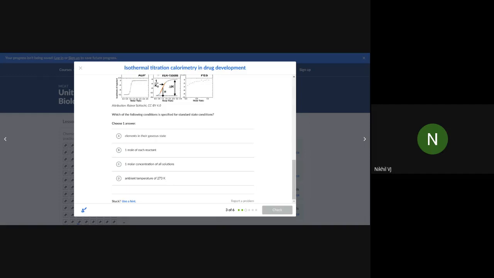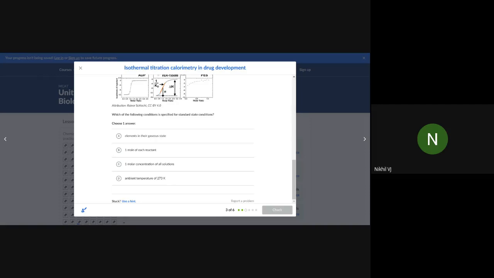Would you like to try to reason out your selection of C as the answer, Stephanie? It was just something that I remembered from Gen Chem, that it needs to be a 1 molar concentration of all the solutions. And I think it's 298 K, and 1 mole of each reaction doesn't really make sense. And then having all the elements in their gaseous state doesn't really make sense either. So that's how I got to that answer.